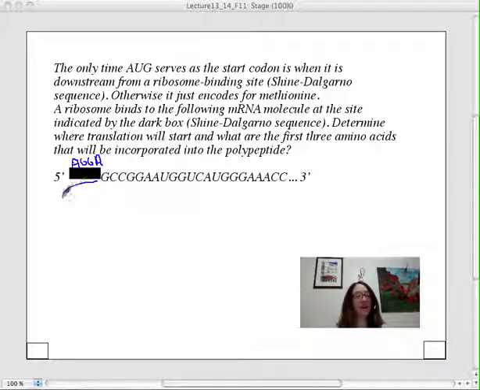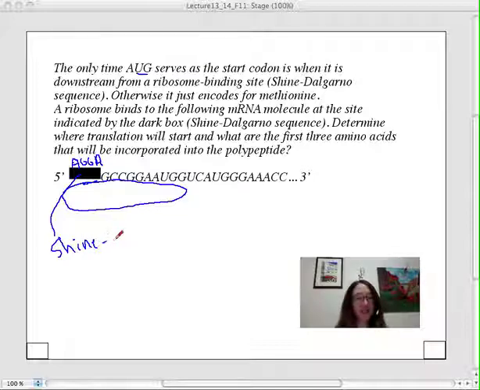So we know that that's where the 30S subunit will associate and begin that process of all of the translation machinery coming together for initiation. Let's read this question and make sure we're understanding what we want to do. The only time AUG serves as a start codon is when it is downstream from a ribosome binding site. That is the Shine-Dalgarno sequence, which is right there. So the first time that we see that AUG start codon after the Shine-Dalgarno, we know it will serve to set the reading frame and start translation. Otherwise, it just encodes for methionine.